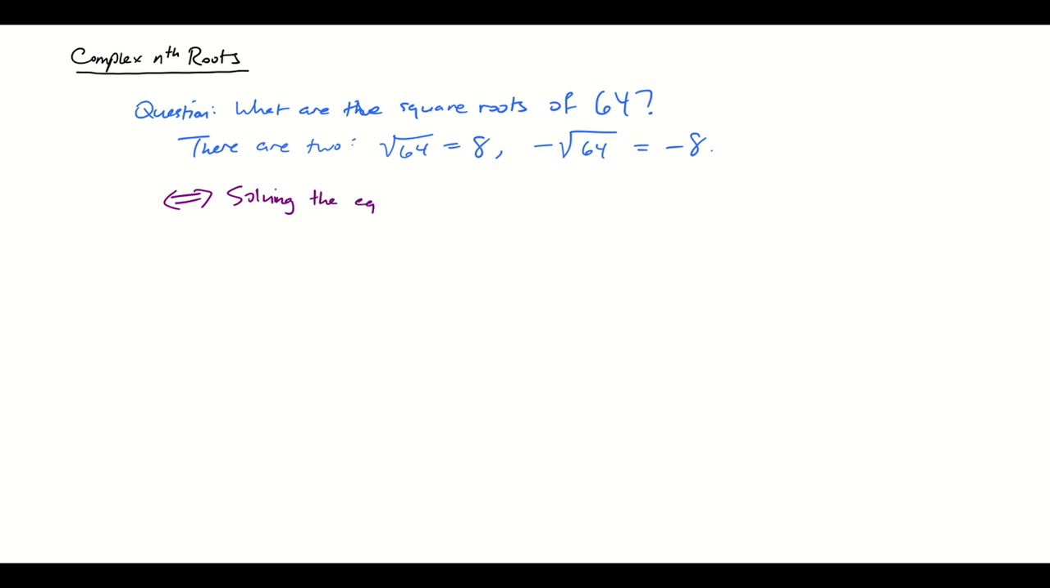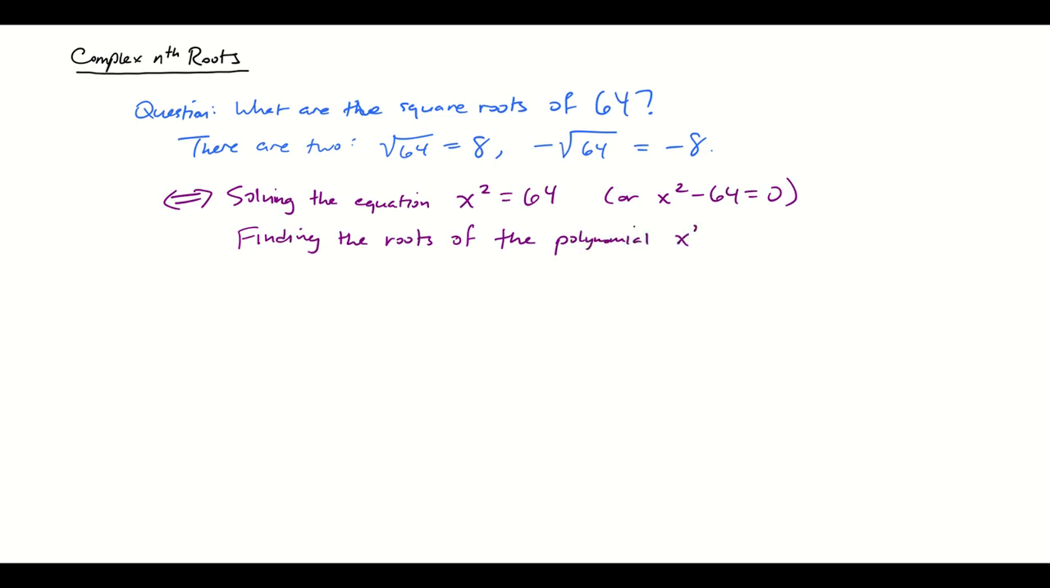the equation x squared equals 64, or if you like, x squared minus 64 equals 0. In other words, we're finding the roots of, or zeros of, the polynomial x squared minus 64. And one thing we're going to learn is that it makes sense algebraically for this polynomial to have up to two roots.